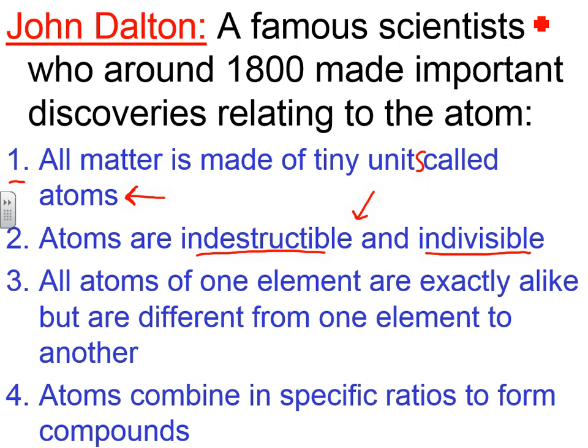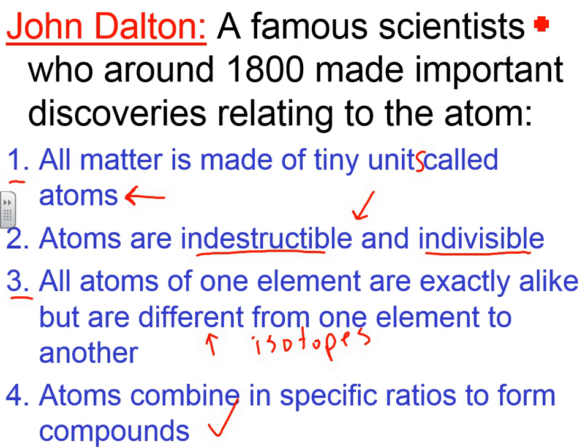All atoms, number 3, all atoms of one element are exactly alike, but are different from one element to another. As we'll see, this is also technically not 100% true. We'll discover something called isotopes in the next lesson. And 4, atoms combine in specific ratios to form compounds. This is true, and it'll always be true. So the 2 here that I said aren't exactly true.